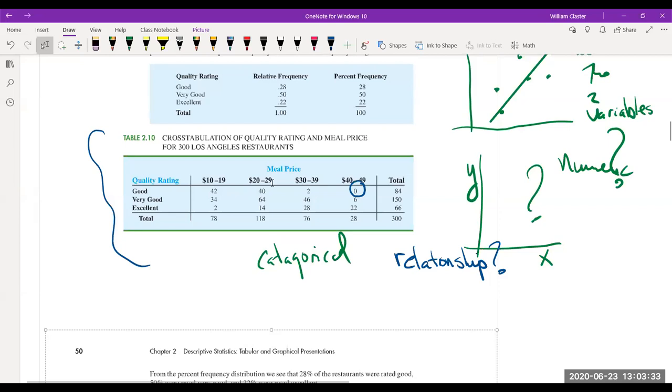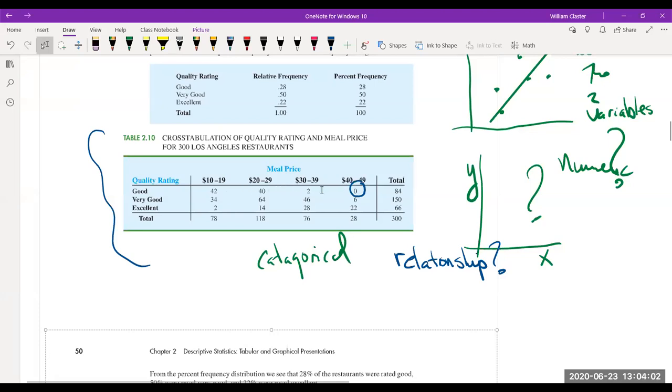Cheap ones are cheap, right? Now for excellent, it's the opposite. For excellent, most of the restaurants are expensive. And in the middle, it's sort of in the middle. Very good is sort of average priced. So we can see that as we increase the quality, the price does tend to increase, right?